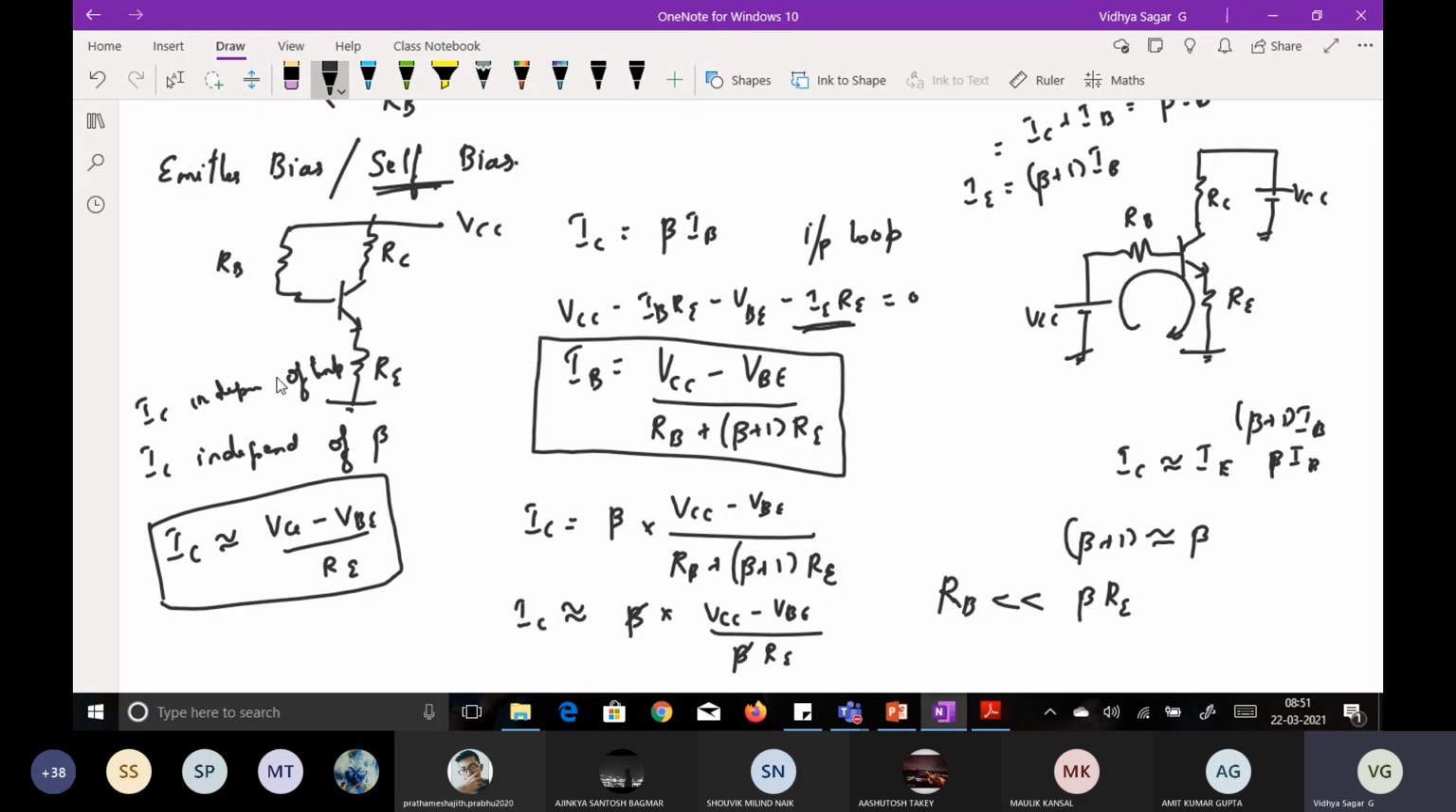If I'm using emitter bias or self bias condition with RB very much less than beta times RE, and this condition is satisfied, I could say that the emitter bias is a reliable circuit for amplification. But how to achieve RB very small? Any idea? RB is across your input end. So this is your input end.